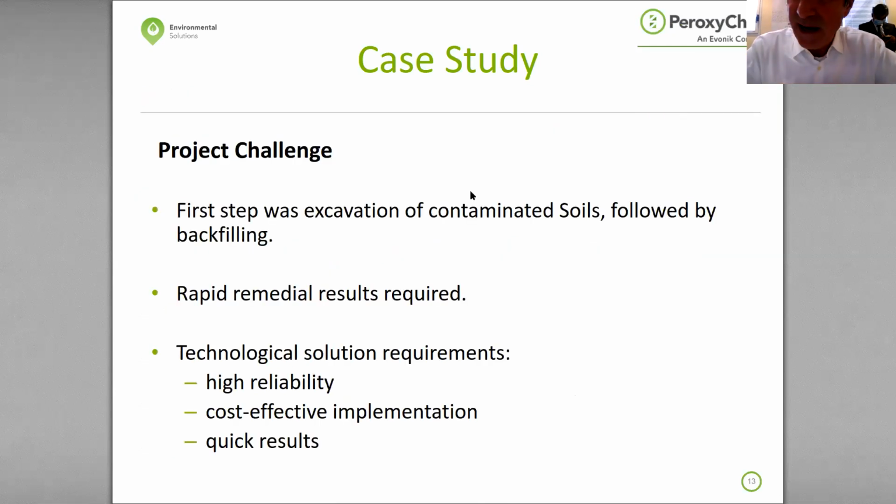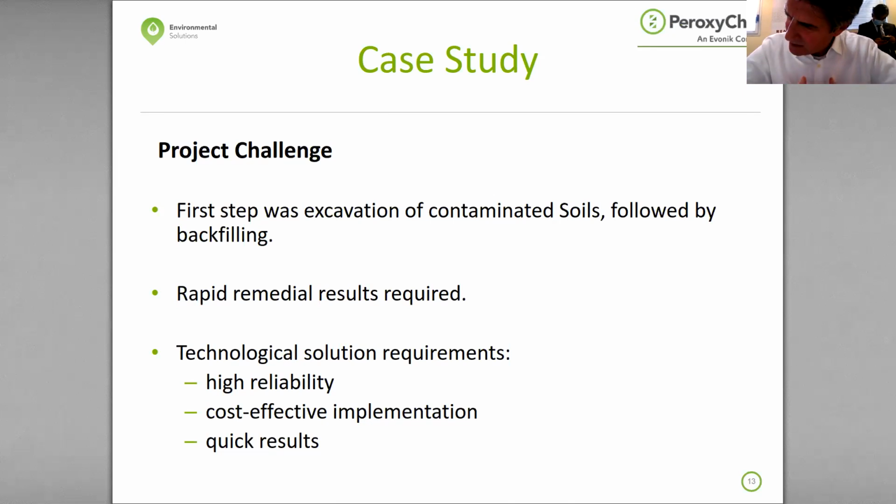Following the SI, as per standard operating procedure, the first phase was excavation of contaminated soil to the top of the groundwater level. This was followed by backfilling the area with certificated clean soils. Since the envisioned end use again was by a real estate developer for residential housing, rapid results were required. Key elements of the remedial options appraisal process included selection of a technology solution that provides firstly high reliability, cost-effective implementation, and quick treatment results.